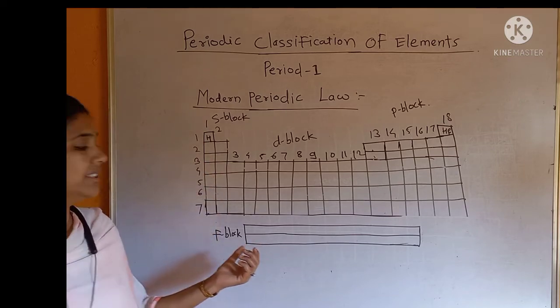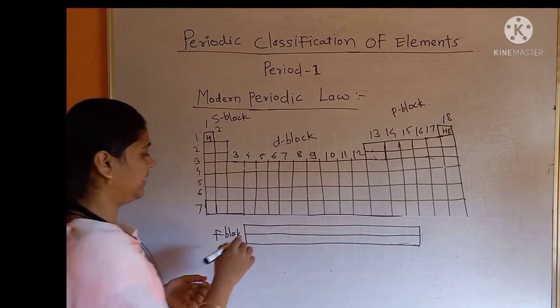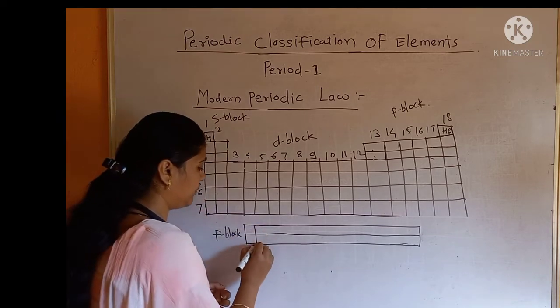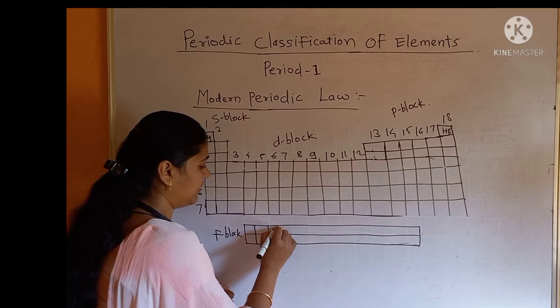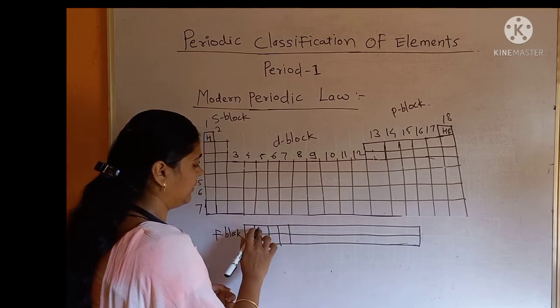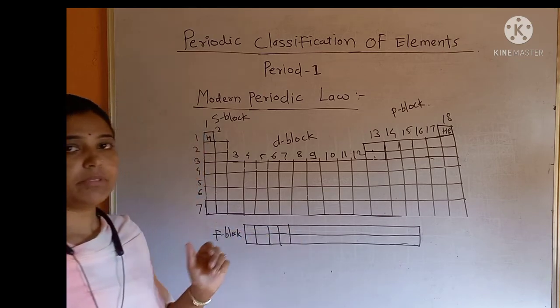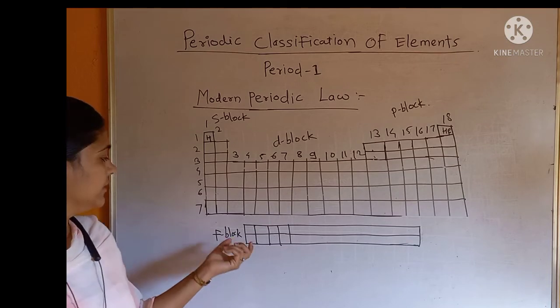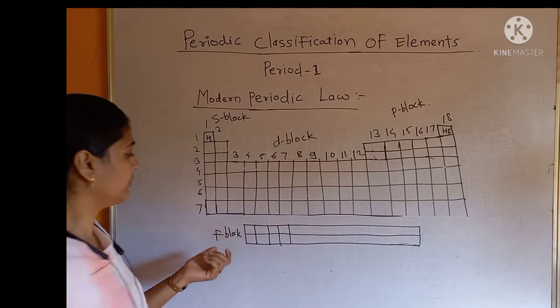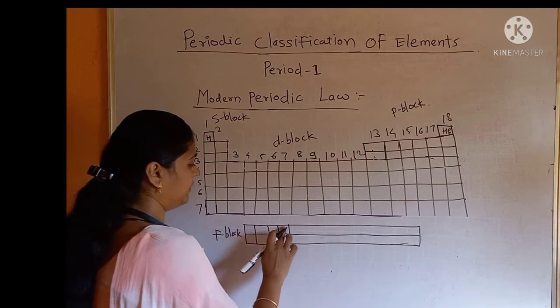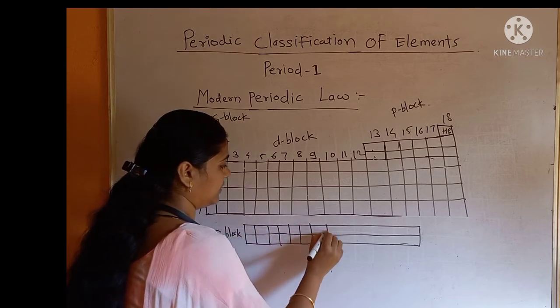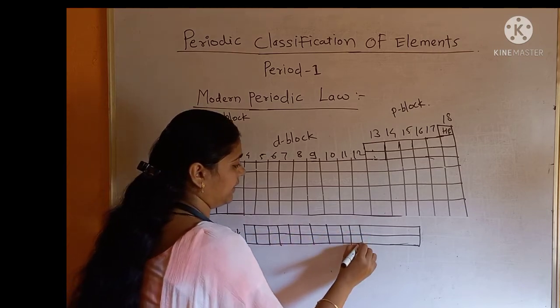So F block elements are also part of these 7 periods, but they show different properties, hence they are present at the bottom of the periodic table. In total, 28 elements are present in the F block elements. So 1, 2, 3, 4, 6, 7, 8, 9, 10.